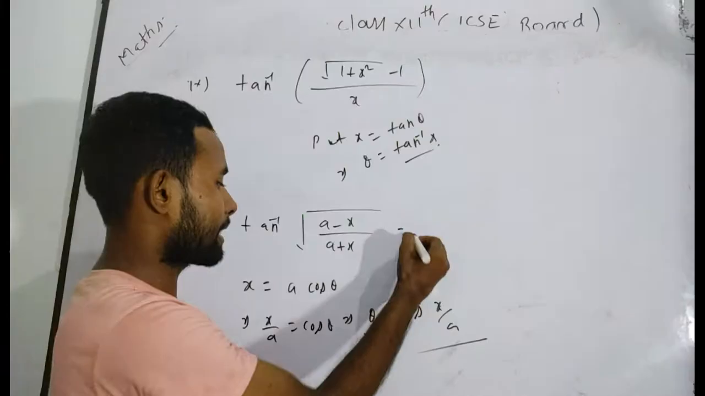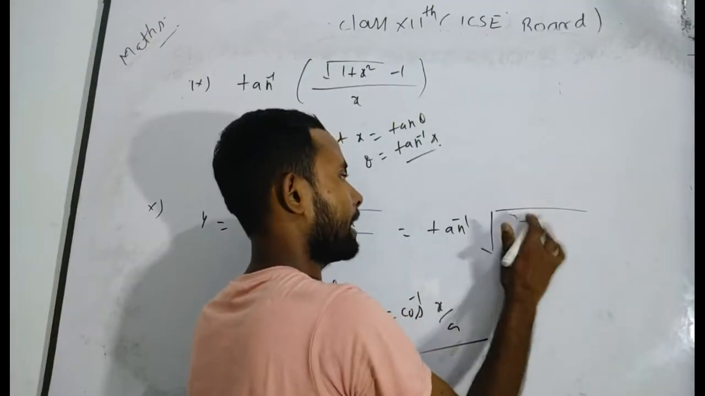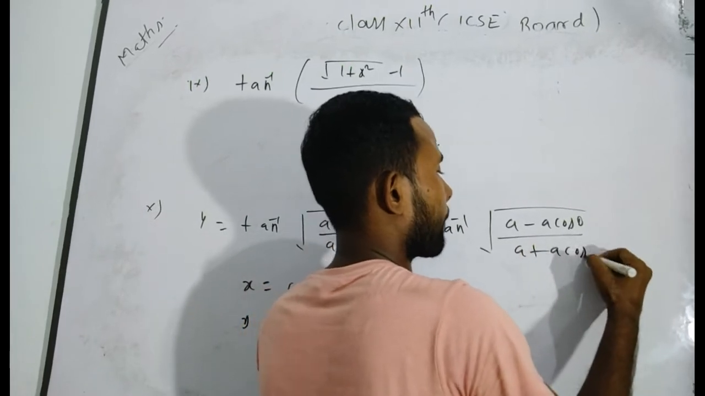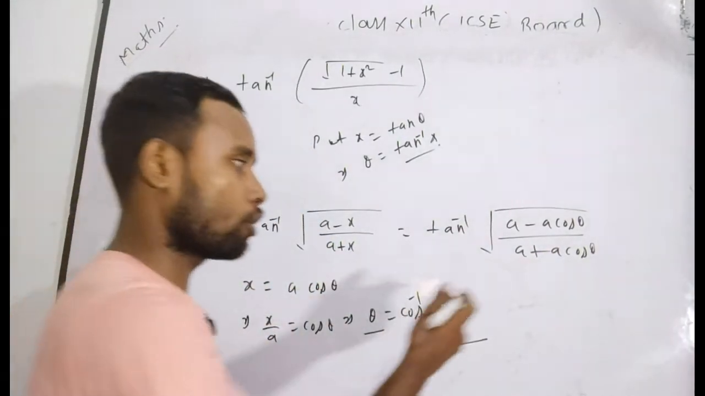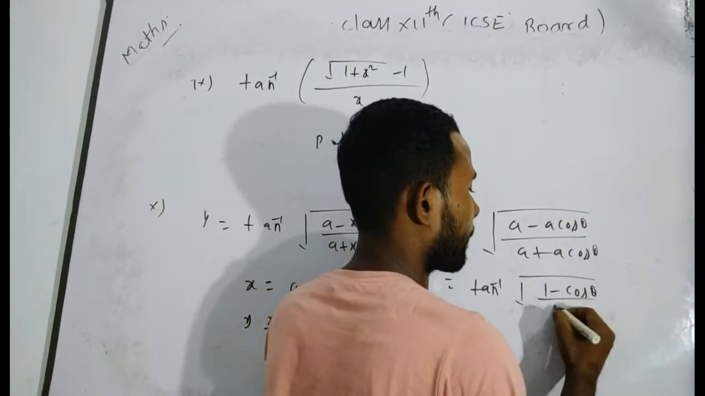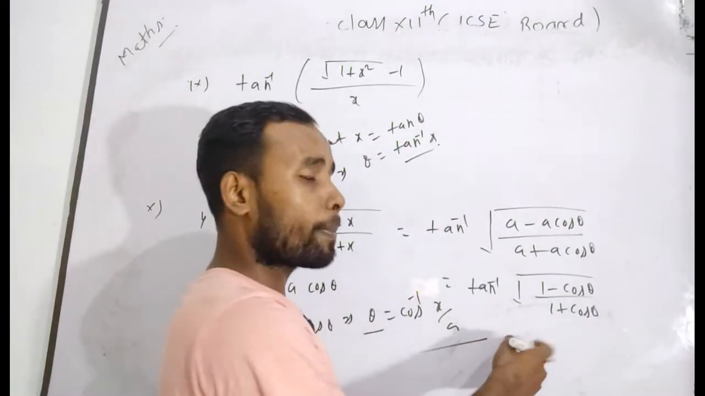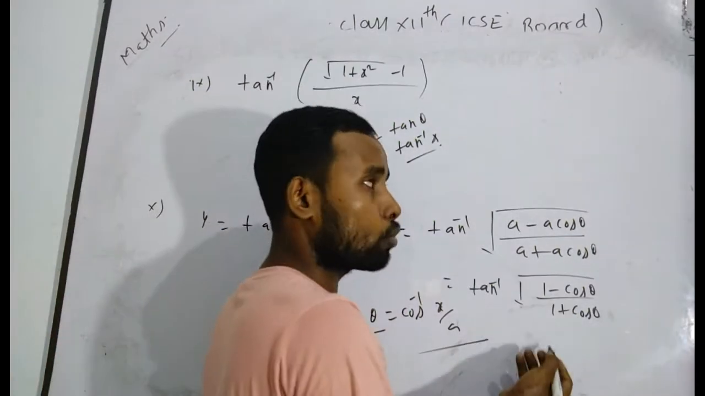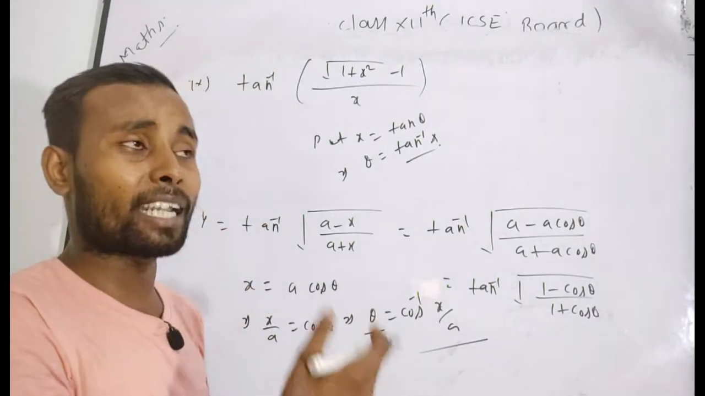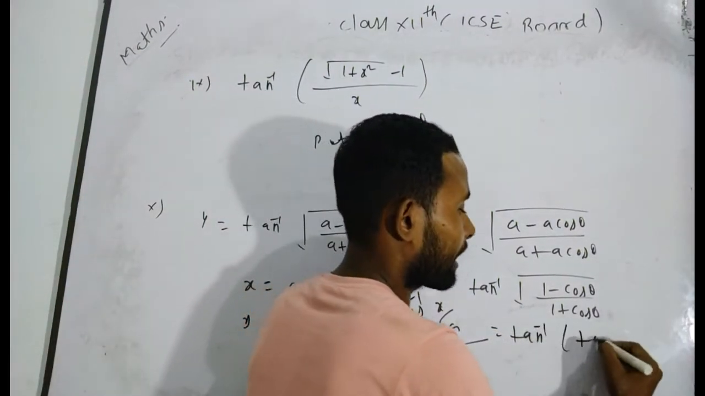If you couldn't understand, I will put here, it will be tan inverse of the square root of a minus a cos theta divided by a plus a cos theta. After taking a common in numerator and denominator, they cancel each other, finally you will get under root 1 minus cos theta divided by 1 plus cos theta. And 1 minus cos theta will be 2 sin square theta by 2, and 1 plus cos theta will be 2 cos square theta by 2. The 2s cancel, and sin square theta by 2 by cos square theta by 2 is equal to tan square theta by 2, under root, and the root of tan square theta by 2 is equal to tan theta by 2, and it will finally be tan inverse tan theta by 2.